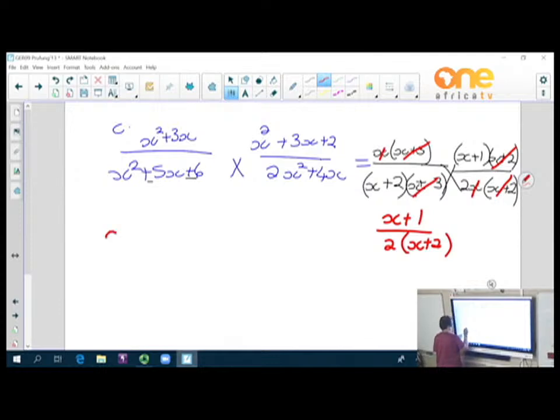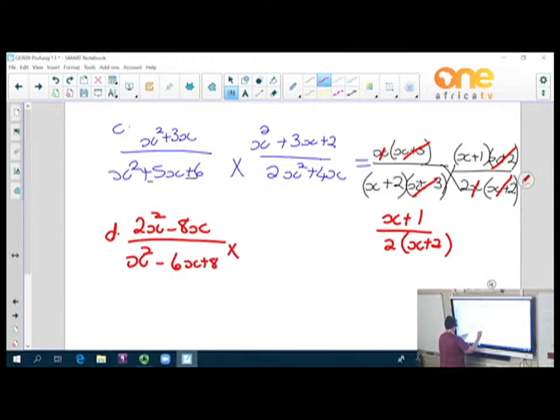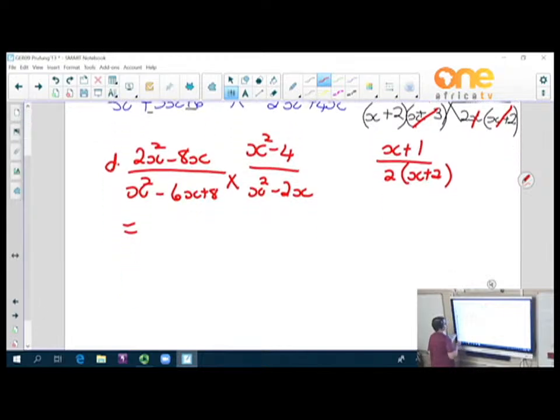And number D. 2x squared minus 8x over x squared minus 6x plus 8 multiply with x squared minus 4. Here it's the difference between squares. And then x squared minus 2x. So I need to factorize each one.